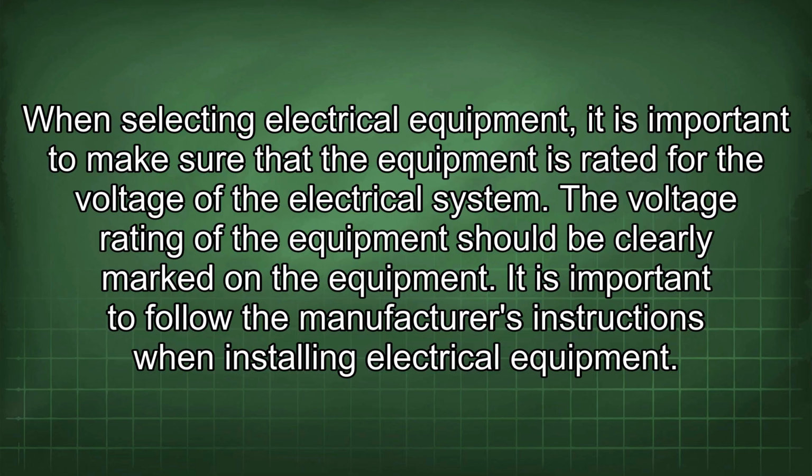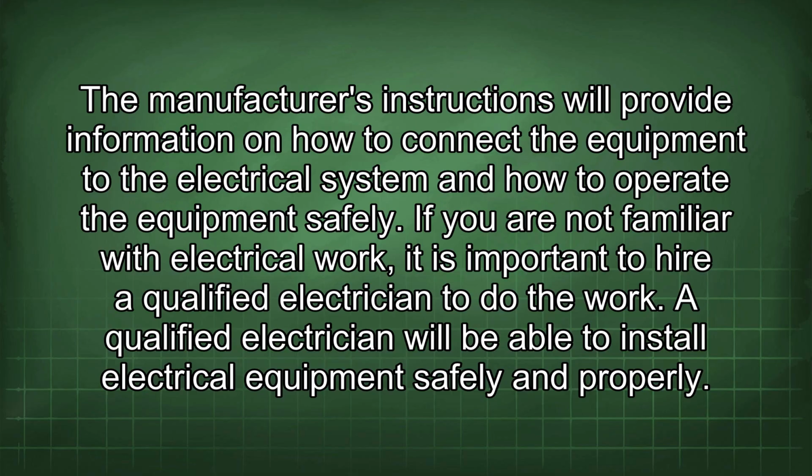When selecting electrical equipment, it is important to make sure that the equipment is rated for the voltage of the electrical system. The voltage rating of the equipment should be clearly marked on the equipment. It is important to follow the manufacturer's instructions when installing electrical equipment. The manufacturer's instructions will provide information on how to connect the equipment to the electrical system and how to operate the equipment safely. If you are not familiar with electrical work, it is important to hire a qualified electrician to do the work. A qualified electrician will be able to install electrical equipment safely and properly.